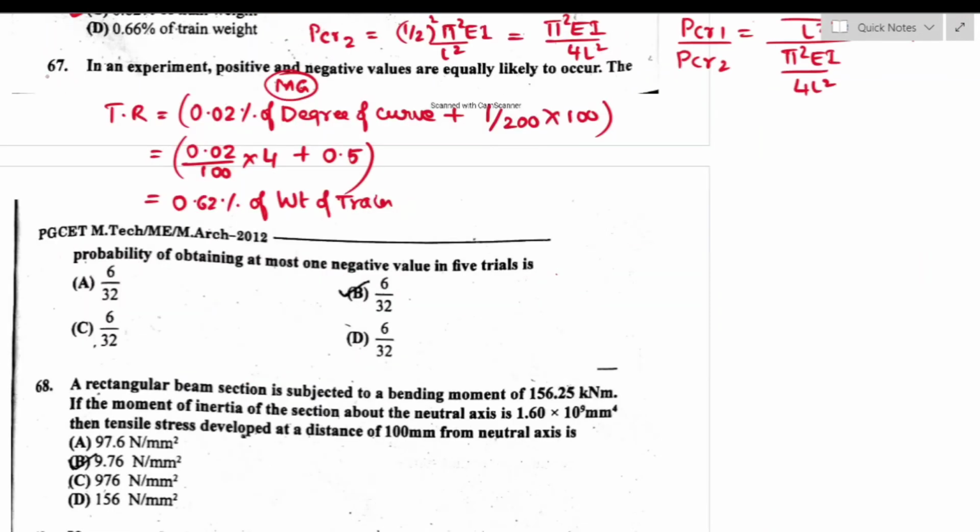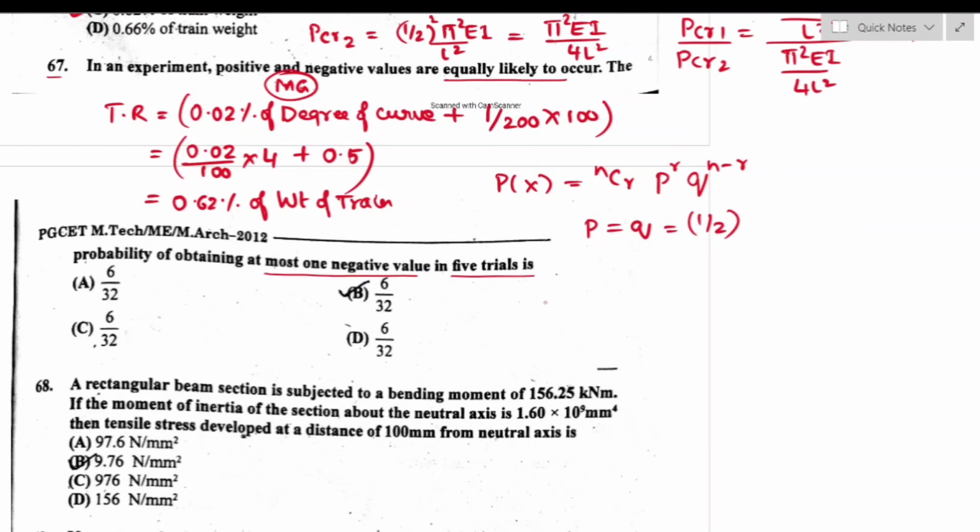Question number 67. In an experiment, positive and negative values are equally likely to occur. The probability of obtaining at most one negative value in 5 trials is. So to obtain the probability of r number of successes in n trials is given by the general formula P of x is equal to nCr P to the power of r Q to the power of n minus r, where P is the probability of getting a negative value and Q is the probability of getting a positive value. Since positive and negative values are equally likely to occur, P is equal to Q, that is, P is equal to Q is equal to 1 by 2.